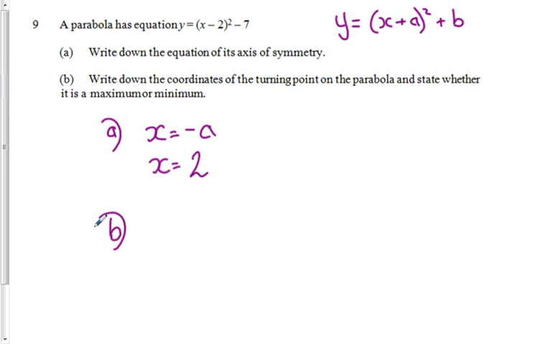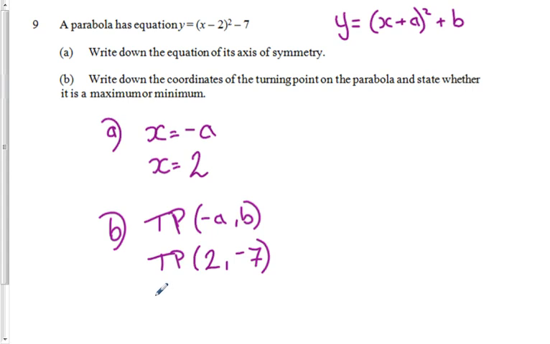B asks us for the coordinates of the turning point, and we know that the turning point happens at the coordinates negative a, b. We've already established that negative a is positive 2, and b remains unchanged. It's this additional bit added on to the end here. We've added on negative 7, so our b coordinate is negative 7. There's our turning point.